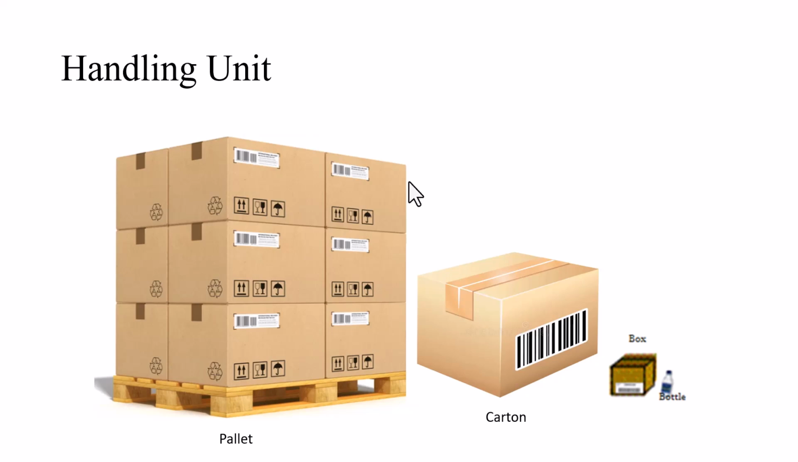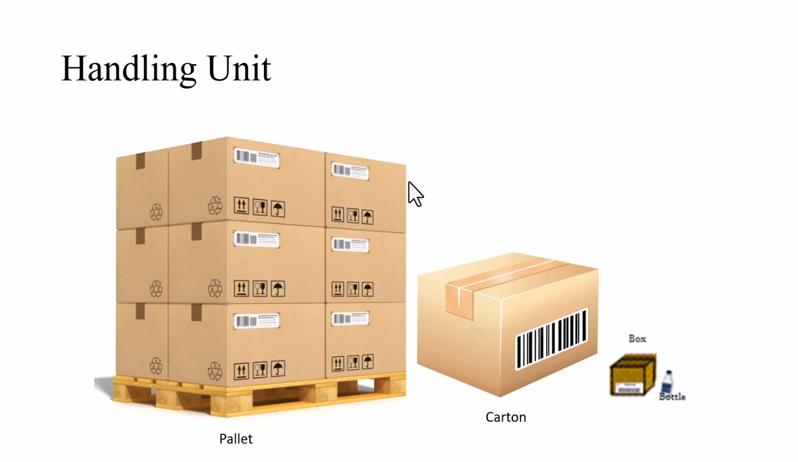And the next one is the carton. You can put a lot of those boxes into the carton. That carton box also has a unique barcode, so we can call the carton a handling unit. And this bigger one is called a pallet. You can place a lot of cartons on this pallet. If the entire pallet has one barcode, then that entire pallet is called one handling unit.